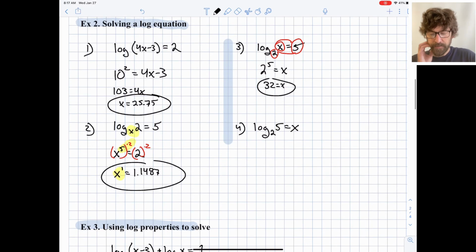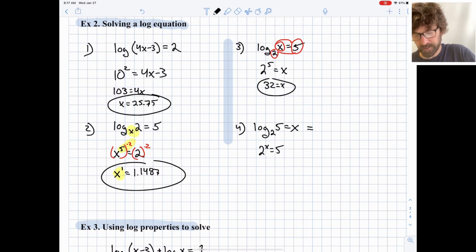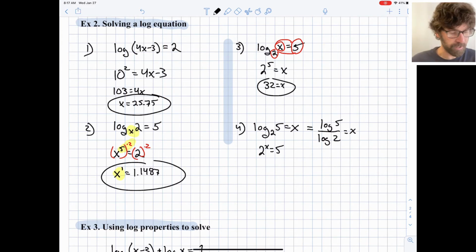And then lastly, we have log base 2 of 5 is equal to x. So maybe you're thinking, just turn it into exponential form, right? 2 to the x is equal to 5, but now we're stuck with having to solve for an exponent. Let's get it back into log form to solve for an exponent. So that just gets us stuck, but hopefully you can see that we can just apply the change of base property. Log base 10 of 5 over log base 10 of 2 will be equal to x. So getting a change of base that our calculator can deal with.